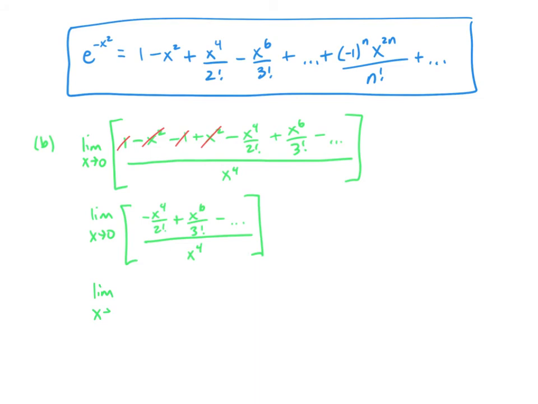So if we take a look at our limit as we simplify this, just like the other one, we're dividing every term by x to the 4th. So we have negative 1/2 plus x to the 2nd divided by 3 factorial, and so on. And remember, every term after that negative 1/2 will have an x in it. And as x goes to 0, we're left with simply negative 1/2. Okay, let's go to the next page.